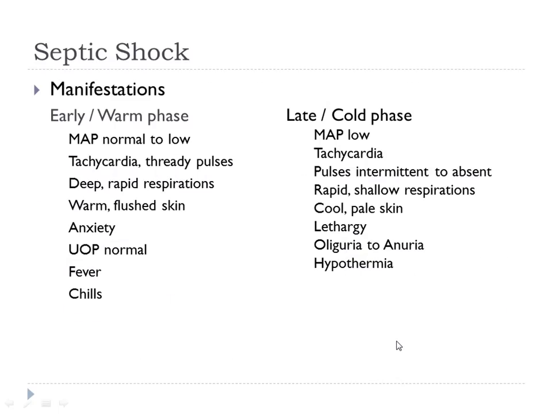Early manifestations, later manifestations. Initially the body will compensate very well. The warm phase. We call it the warm phase because in this period the patient has a fever from the infection. The body's compensating fairly well. They're tachycardic, with deep, rapid respirations to assist with what? The acidosis. The body will initially flush: vasodilation, right? Warm, flushed skin, fever, and vasodilation. And because the body's compensating, we can still have a normal urinary output.